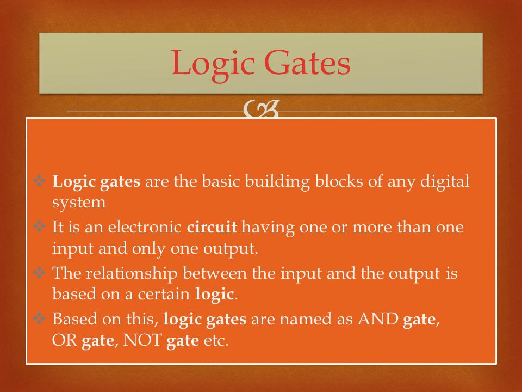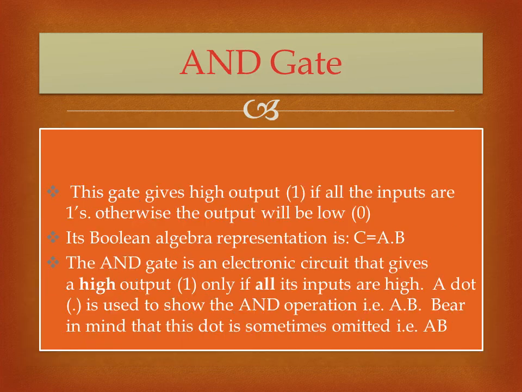What is a logic gate? Logic gates are the basic building blocks of any digital system. It is an electronic circuit having one or more inputs and only one output. The relation between the input and the output is based on certain logic. Based on this, the logic gates are named AND gate, OR gate, NOT gate, XOR gate, etc.